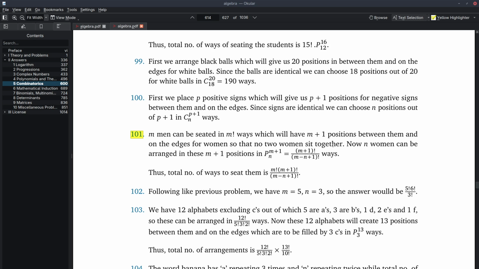Now we can seat N women out of these M plus 1 positions in (M plus 1)Pn ways. So the total number of ways of seating women will be (M plus 1) factorial by (M minus N plus 1) factorial. And the number of ways to seat men is M factorial. So the total will be M factorial multiplied by (M plus 1) factorial by (M minus N plus 1) factorial.